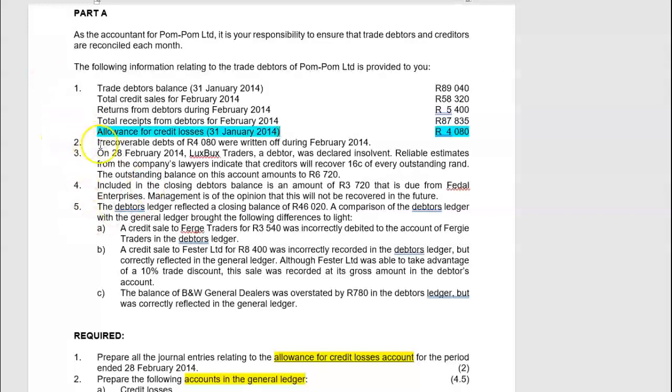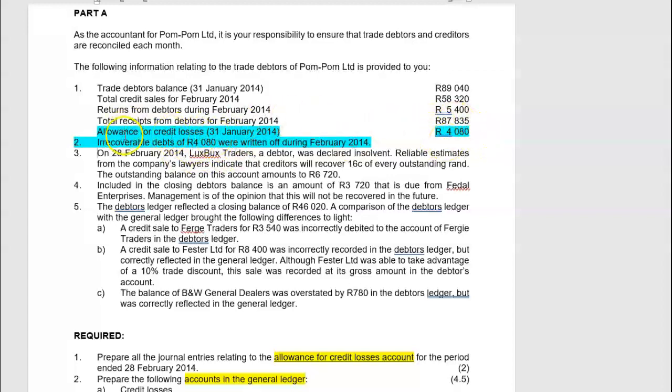Now, the first correct maybe adjustment entry that I have to pass is this one. They say irrecoverable debts of 4,080 were written off during February. Now, guys, it is very clear that this 4,080 is the same as that 4,080.